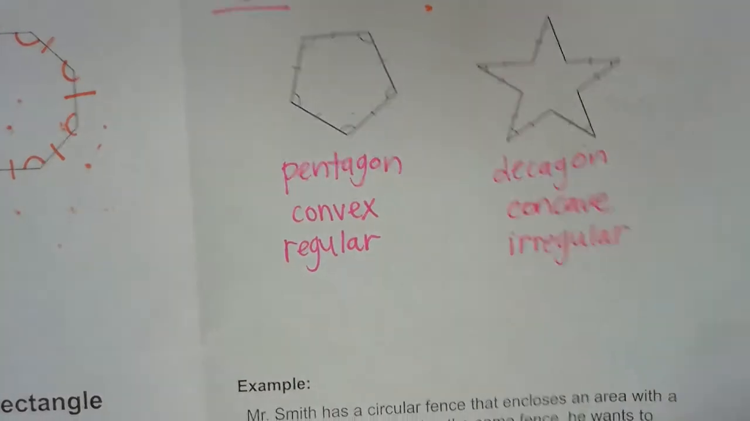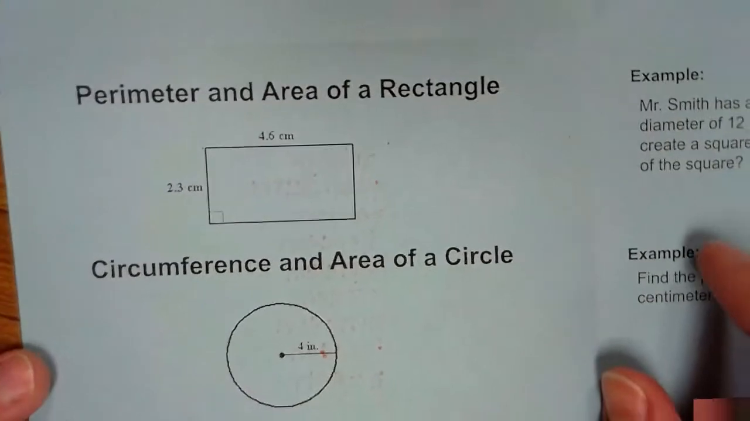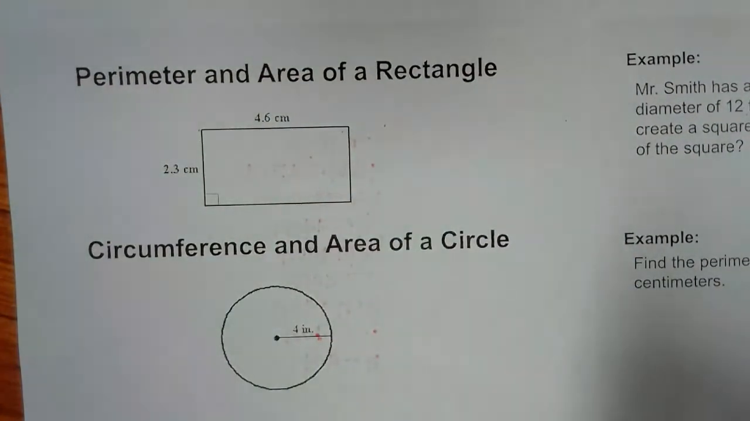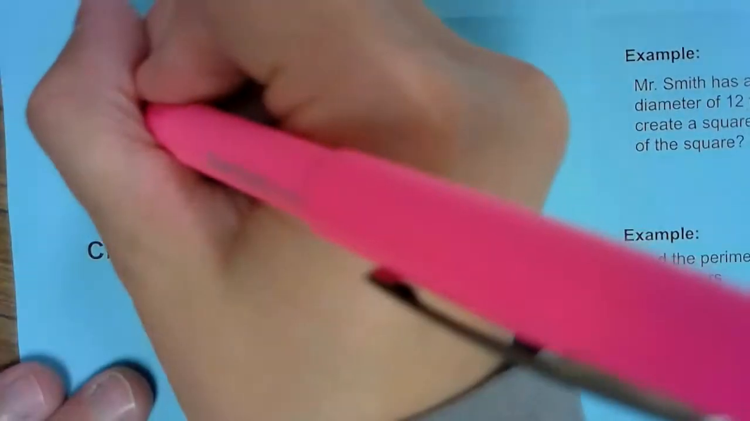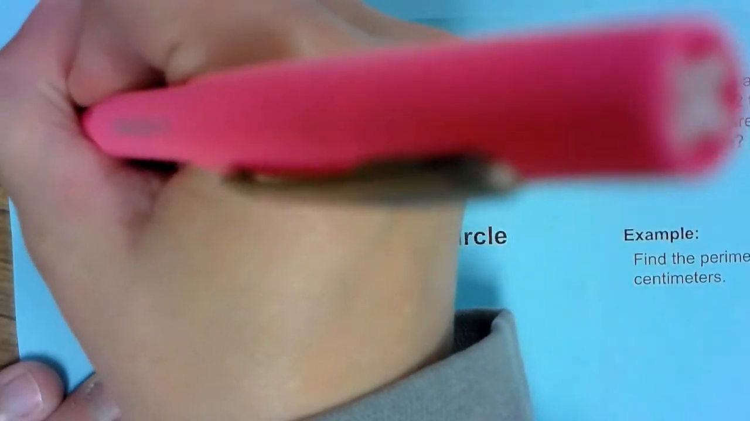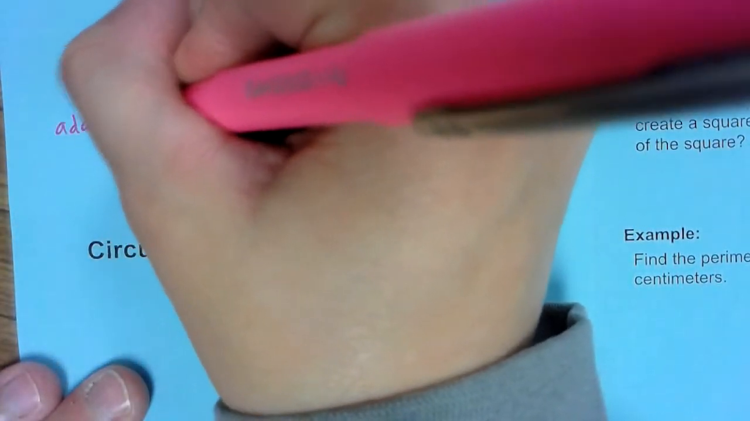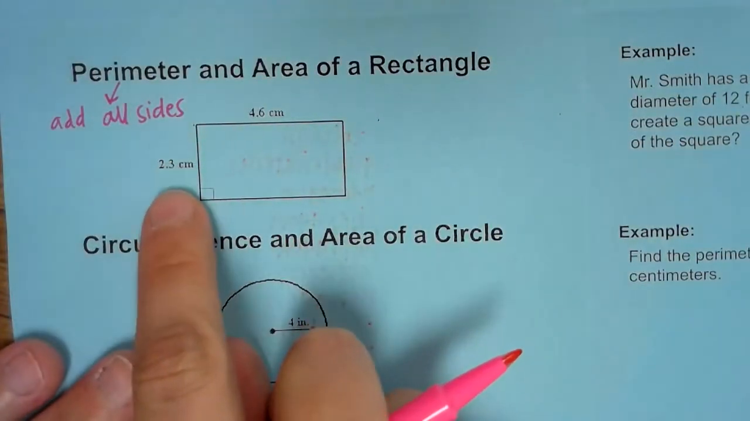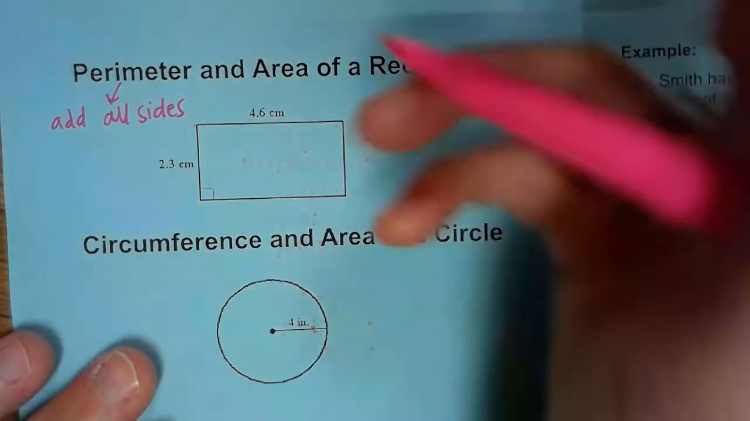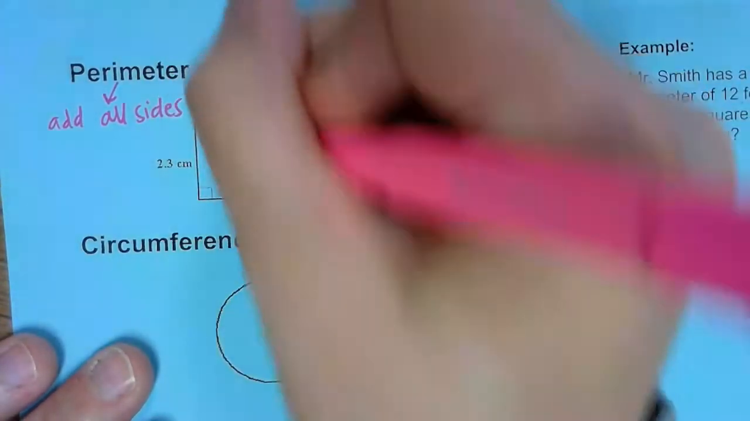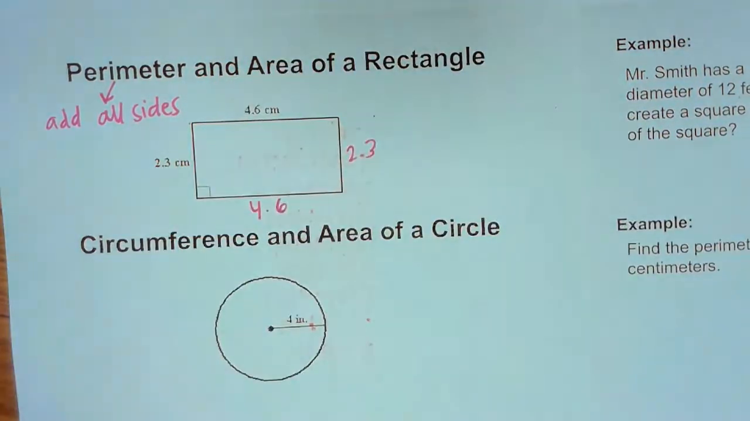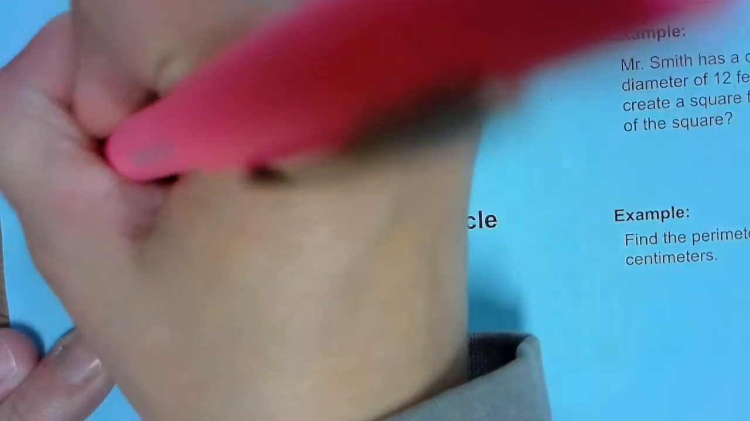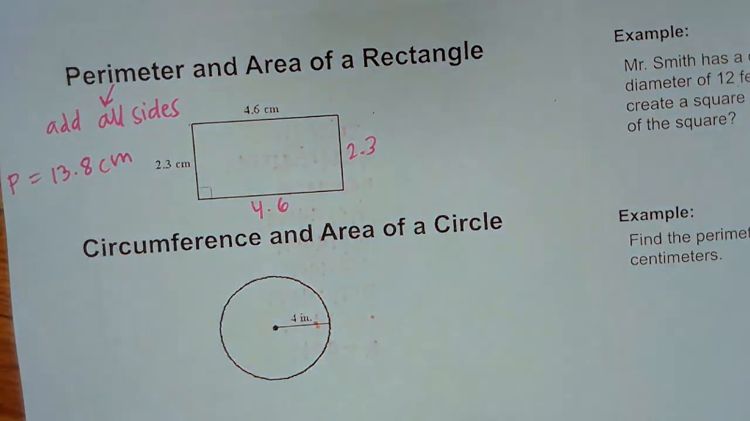All right, 2 more slides. Perimeter and area. I'm going to go through this one quickly. I know you learned perimeter and area in like elementary school, but just for fun, perimeter is where you add all the sides together. So if you wanted to add 2.3, 2.3, 4.6, and 4.6, you would get that your perimeter is 13.8 centimeters.